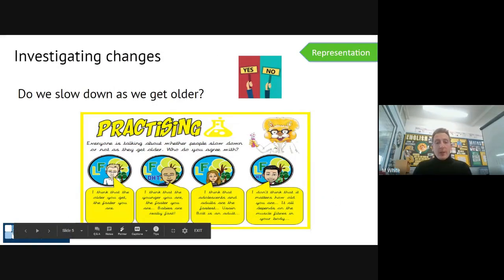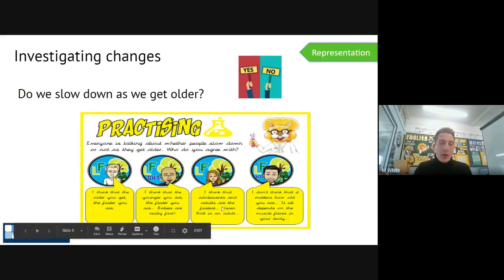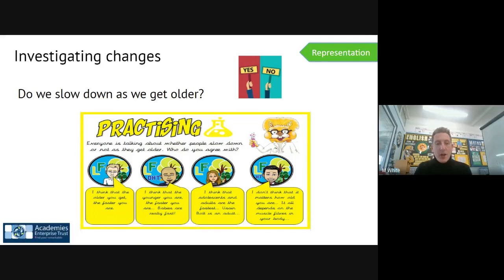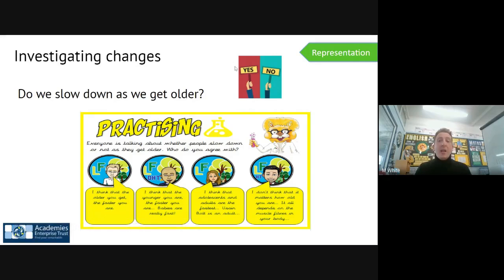As can be seen from the diagram here, we're going to be doing a little bit of an investigation. To start us off, we've got a concept cartoon, which is posing some different ideas that may or may not be true. We're going to explore this question here: do we slow down as we get older? Straight away, you might think of some answers to that. Some of you might be thinking yes, some of you might be thinking no.